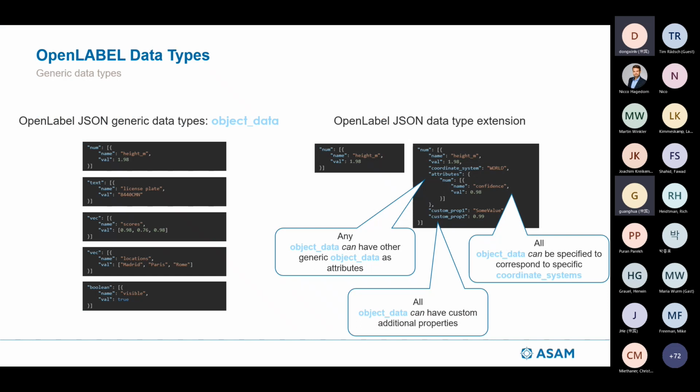So let's take a quick look at what data types have been defined so far. We have the generic data types that we have seen in the examples. So we can define numbers, text, vectors of numbers or other things, maybe vectors of strings, booleans. But in general, we have created OpenLABEL with the intention to be flexible and extensible so that we can extend any type of data type, such as number, with attributes and custom properties. So don't be afraid of adding your customized content here, so you can still use OpenLABEL for your particularly complex data types.